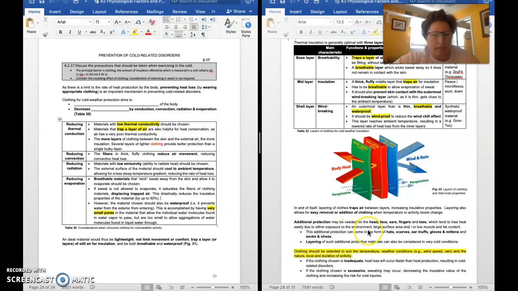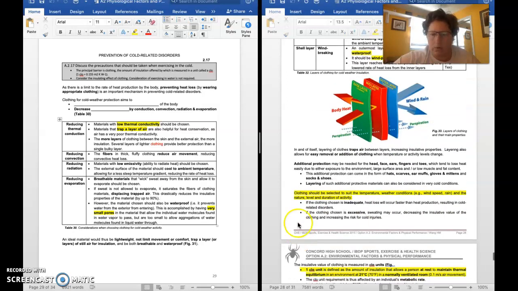The other thing is we need to look at the head, the face, your ears, your fingers, and your toes, which typically lose heat pretty fast too. This brings us to the topic of layering. Layering is very important when we are in cold conditions. So the things that we wear should be selected to suit the temperature, the weather conditions, and the nature and duration of activity. If we have too much clothing, sweating may occur and decrease the insulative value of the clothes.